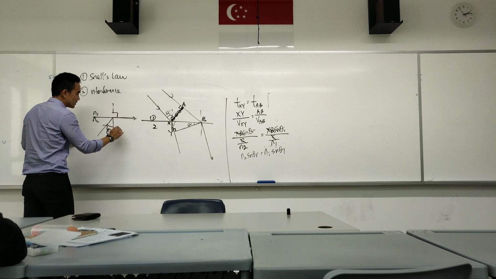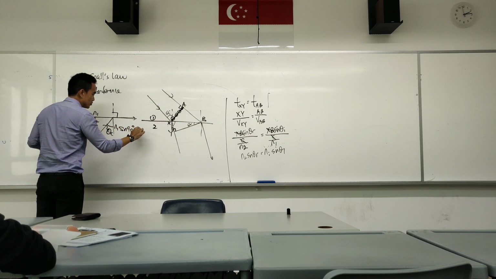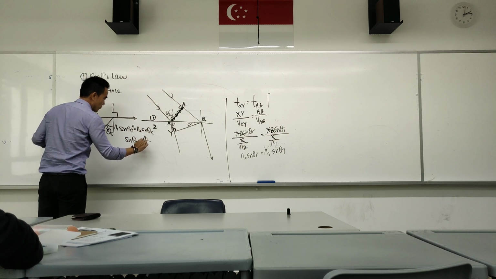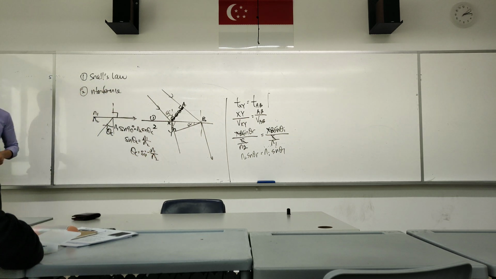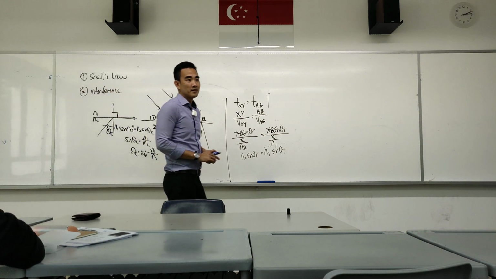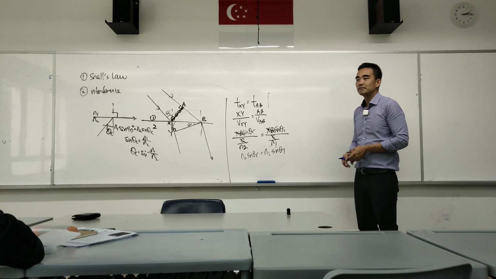So, if this is 90 degrees, then N1 sine 90 equals N2 sine critical angle. So sine critical angle equals N1 over N2, and the critical angle equals sine inverse of N1 over N2. Now in your syllabus in secondary school, N1 has always been 1.